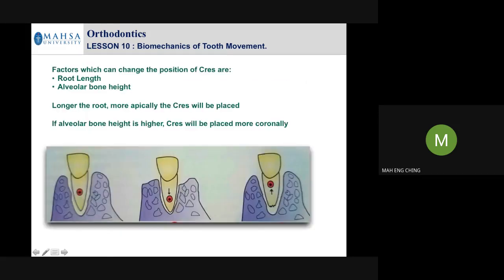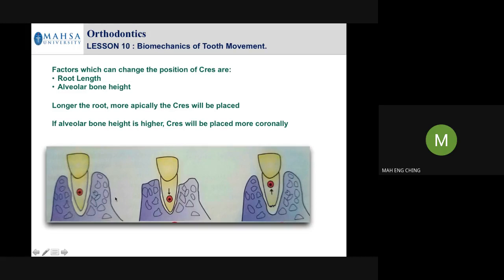or tipping. So the factors which can change the position of the central resistance are the root length and the overall bone support. The longer the root, the more apically the central resistance will be placed, and the higher the alveolar bone is, the more coronally the central resistance will be placed. So to summarize in these pictures, the longer the root you have, the more the central resistance is going to move downward, or more apically. And the higher the alveolar bone you have, the more the central resistance moves coronally.